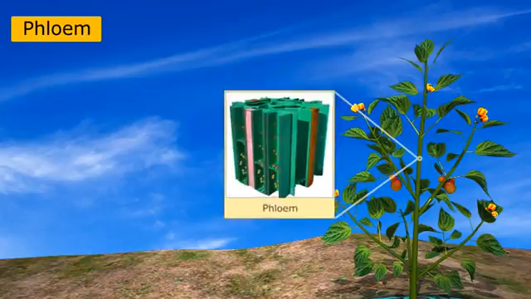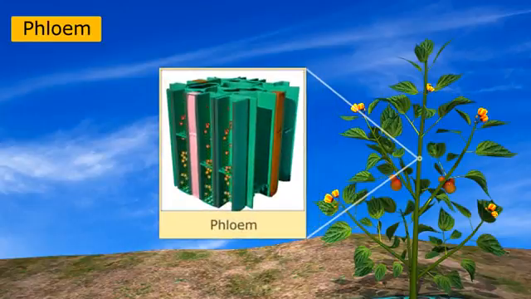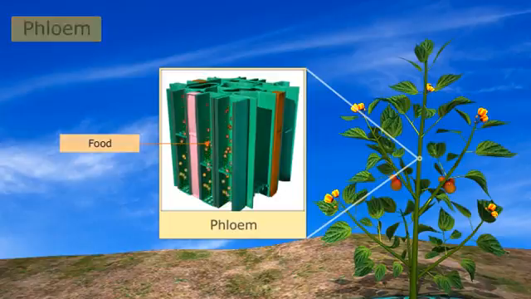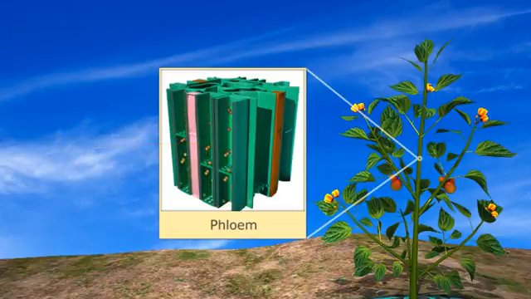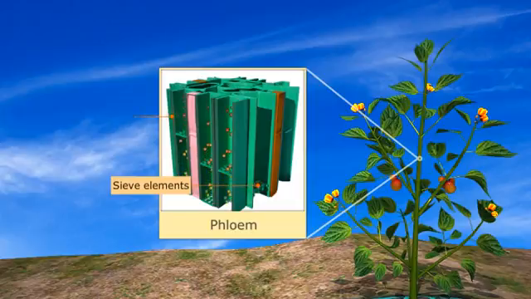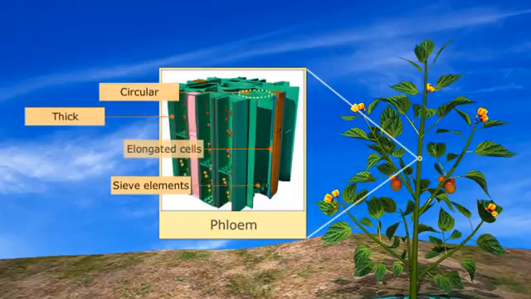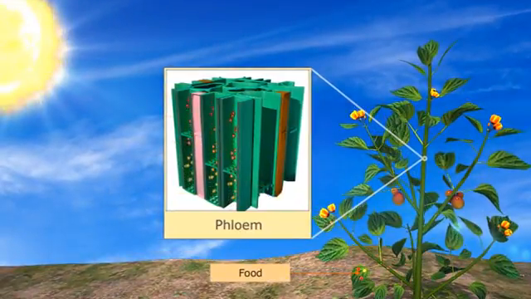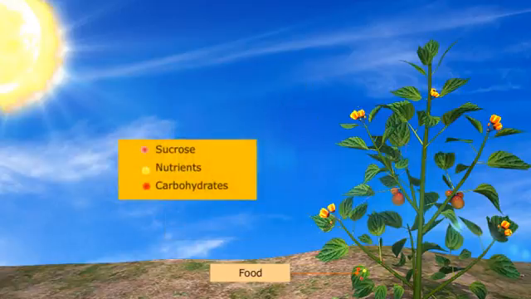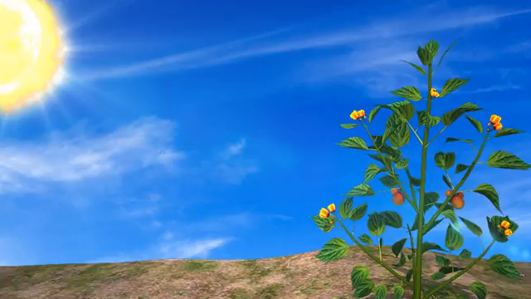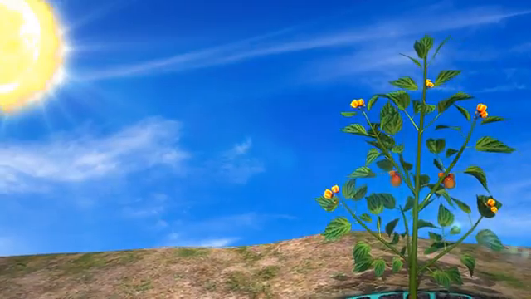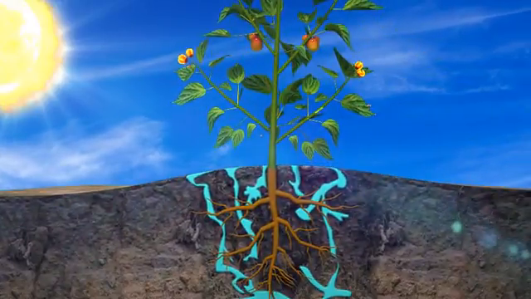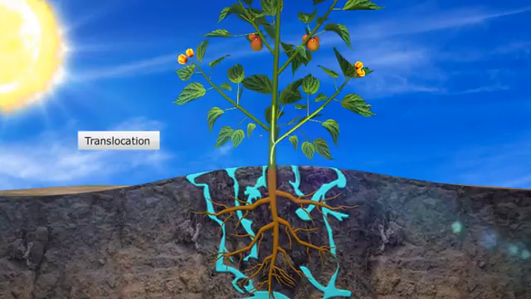Phloem. Phloem is another conducting tissue in the transport of foods. The structure of phloem consists of conducting cells called sieve elements, which are thick, circular, and elongated cells. The food synthesized in photosynthesis consists of soluble products like sucrose, nutrients, carbohydrates, etc. These are transported through phloem in upward and downward directions to all parts of the plant. The transport of soluble products of photosynthesis is called translocation.